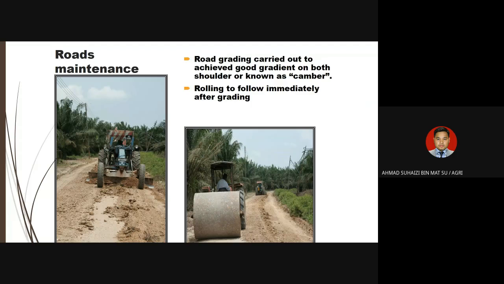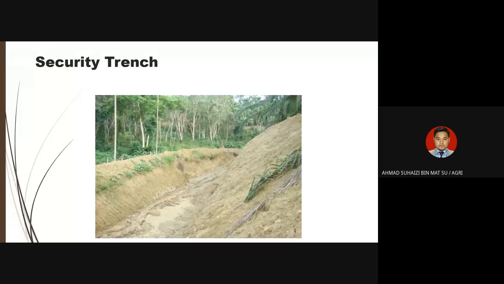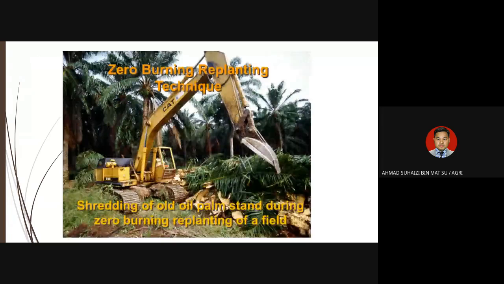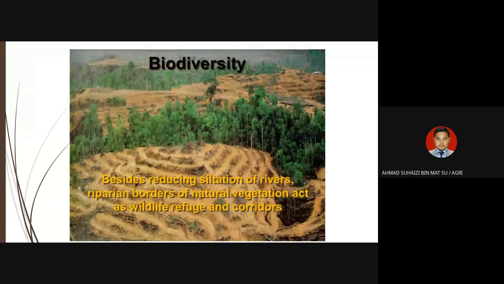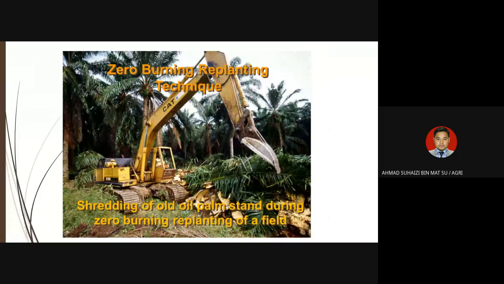So here you can help basically to bring the fruits to the mill faster than normal. Okay. So the security trench is for the avoidance of animals and also to avoid flooding. Okay, for the chopping, here is the biodiversity preparation. So here we avoid burning, using zero burning planting techniques.